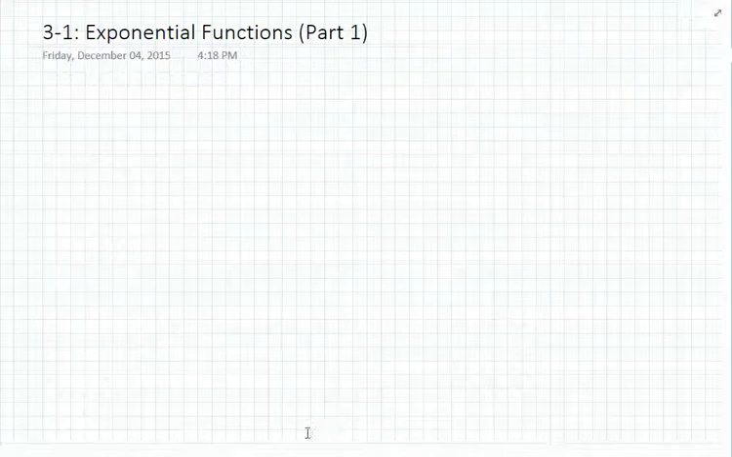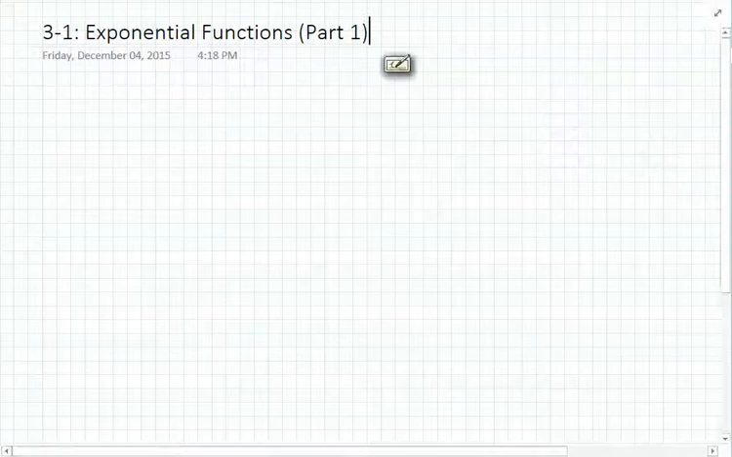Alright, this is a video for exponential functions, which is going to be section 3.1. This is only going to be the first part of the section though. And these notes are going to go on pages 70 and 71 of your notebook. Okay, so hopefully this is going to be review from Algebra 2.